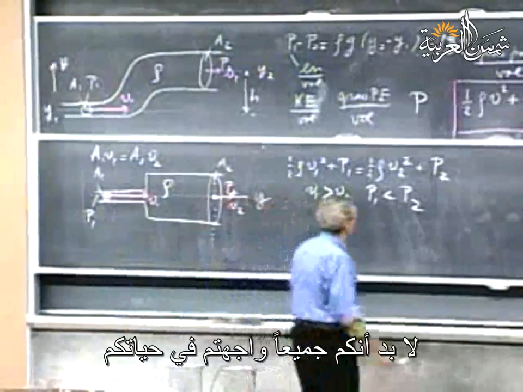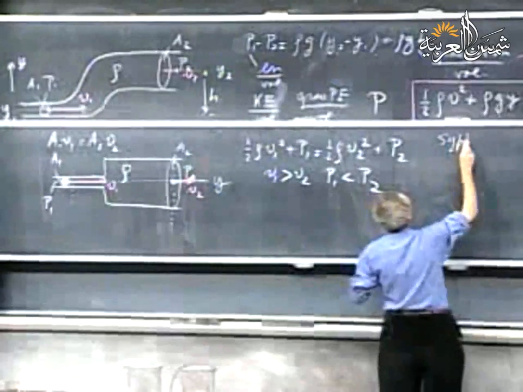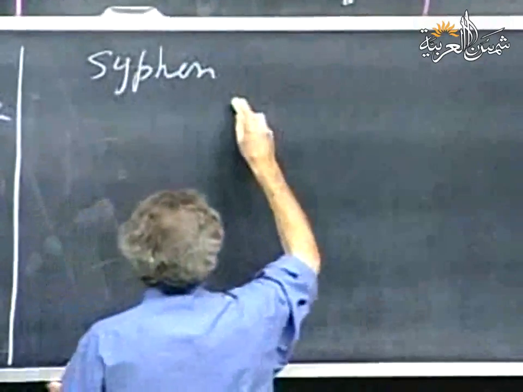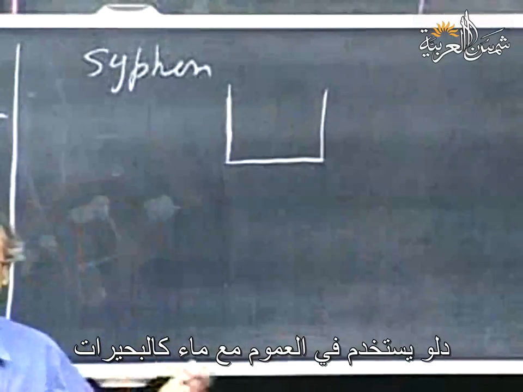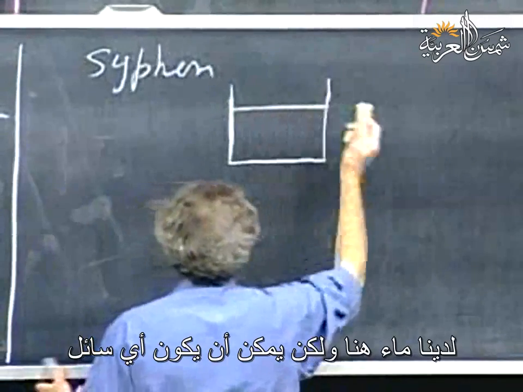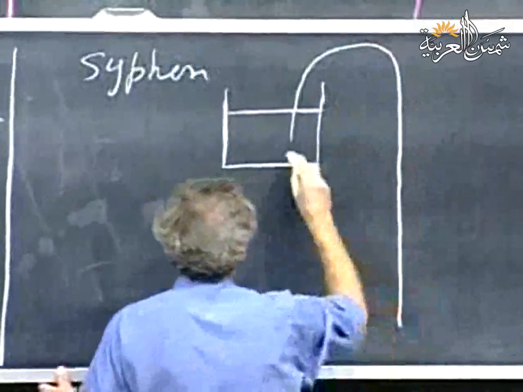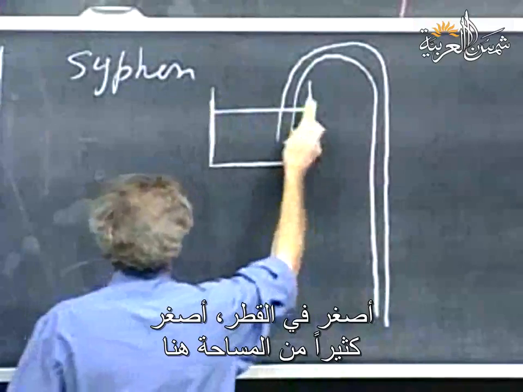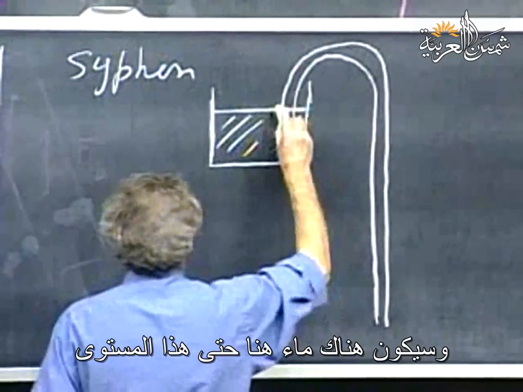You must all have encountered in your life what we call a siphon. They were used in medieval times and they're still used today. You have here a bucket, in general used with water, lakes. We have water here, but it could be any liquid. And I stick in here a tube. It's a smaller diameter, substantially smaller than this area here. And there will be water in here up to this level.